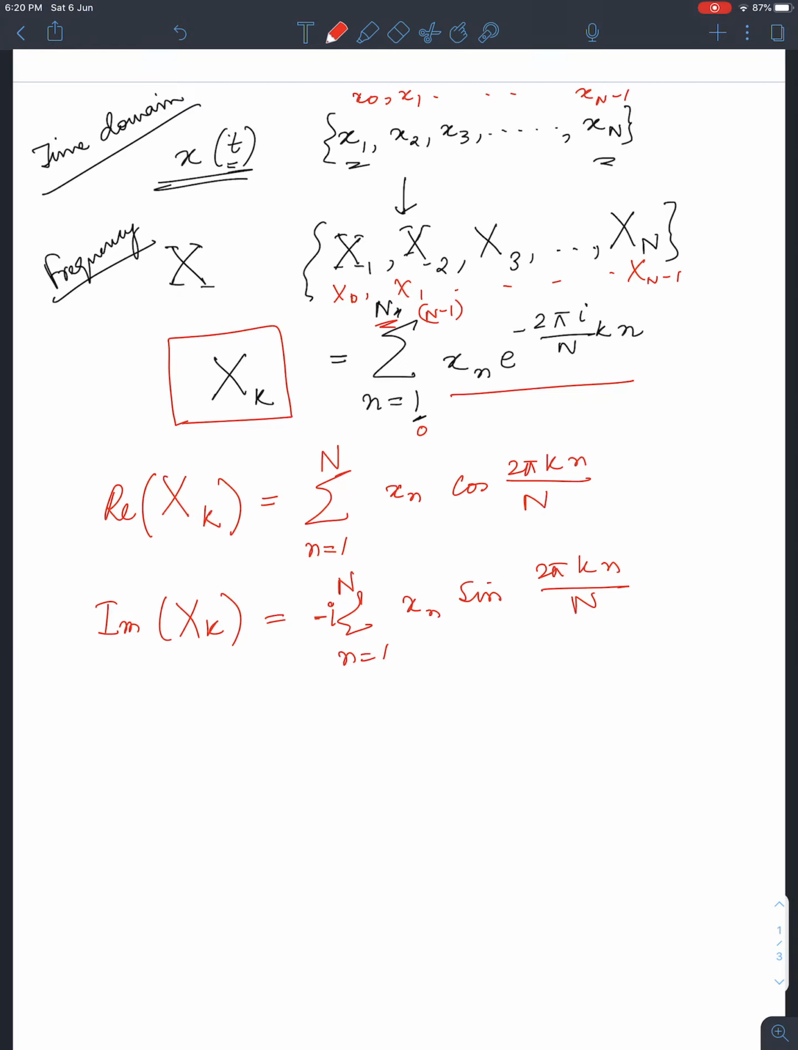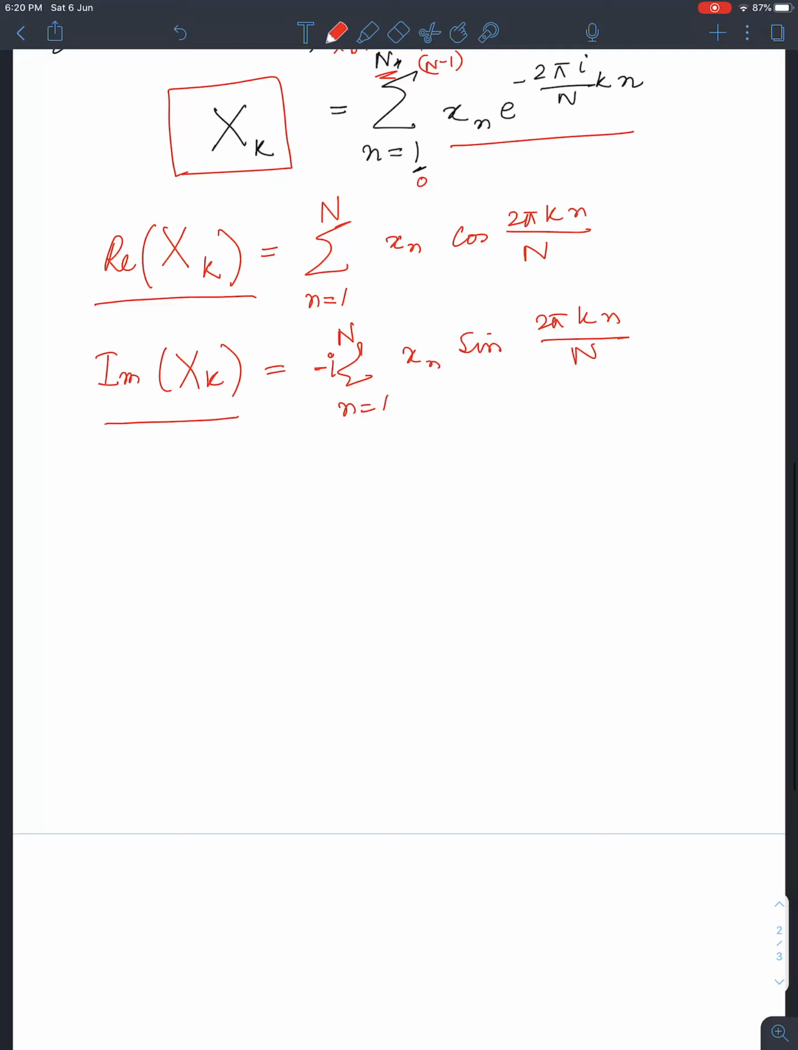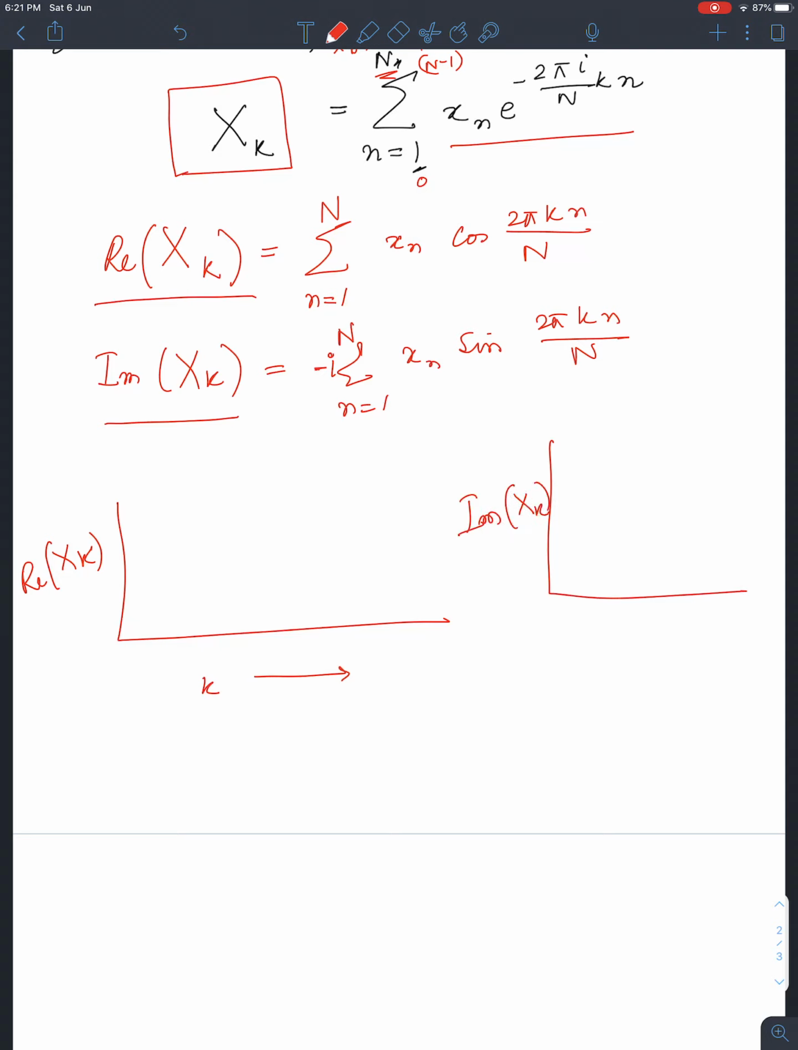Because in your programs you cannot really plot a plus ib, you will be able to get a real value of X k and an imaginary value of X k. So now what you can plot is the real part of X k. You can vary the different k's and look at the various frequencies as a function of k, or you can also draw the imaginary part of X k as a function of k, right? And that is going to tell you which one is allowed and which is disallowed. Okay, so this is the discrete Fourier transform.